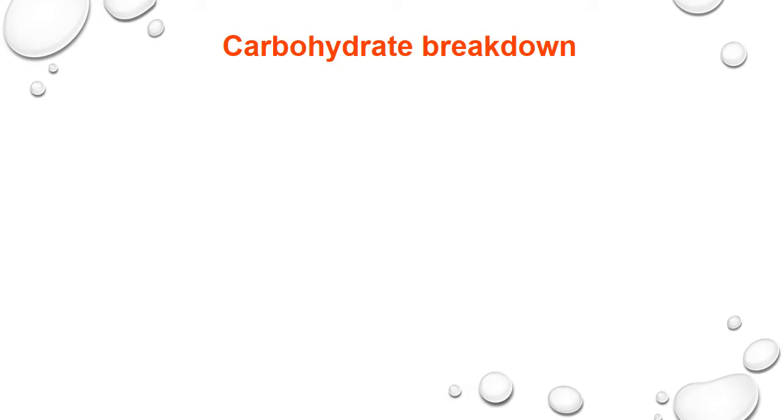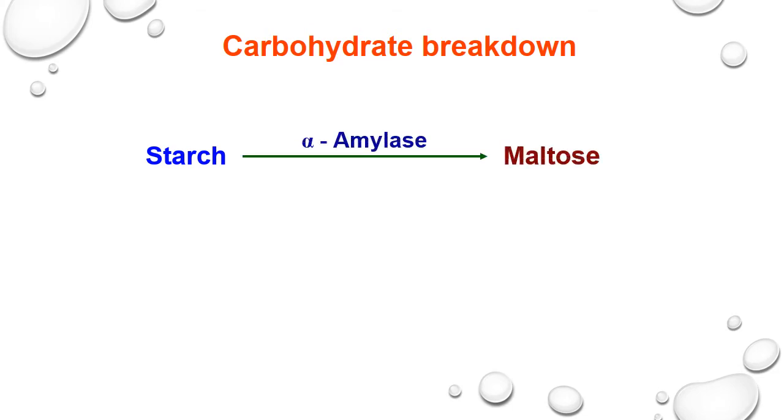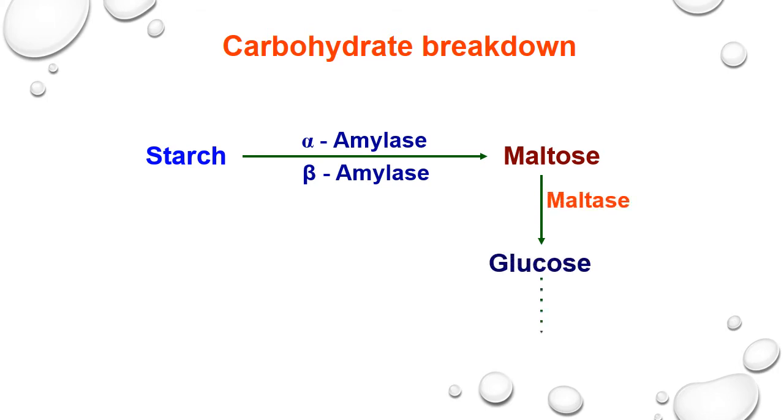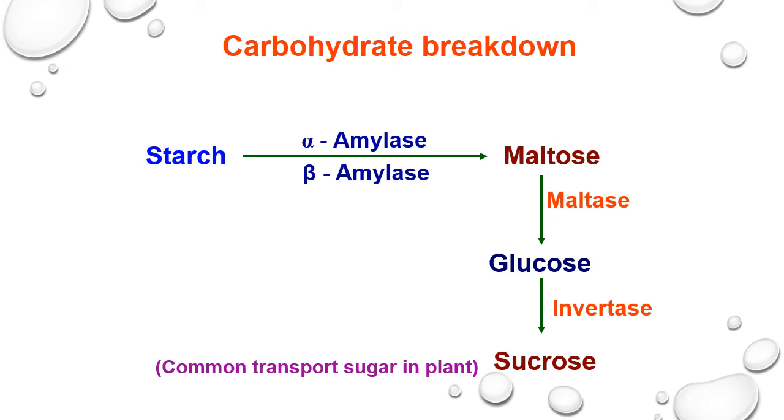Let's see in detail about the breakdown of food reserves. First, carbohydrate breakdown. In seed, the carbohydrate is available in the form of starch, and this starch is converted into maltose with the help of enzyme alpha amylase and beta amylase. This maltose is further converted into glucose with the help of enzyme maltase, and this glucose is further converted into sucrose with the help of enzyme invertase. And the sucrose, it is the common sugar transported in plant. This is with regard to carbohydrate breakdown.